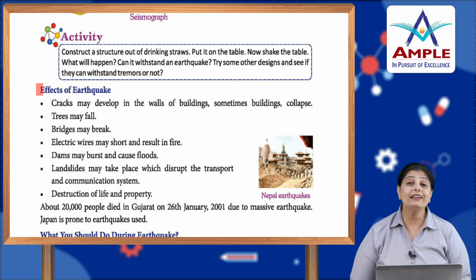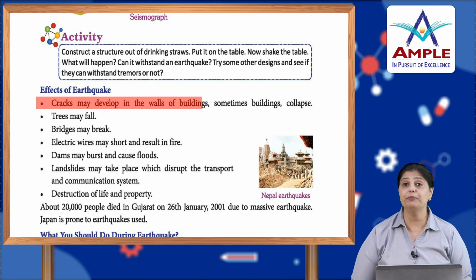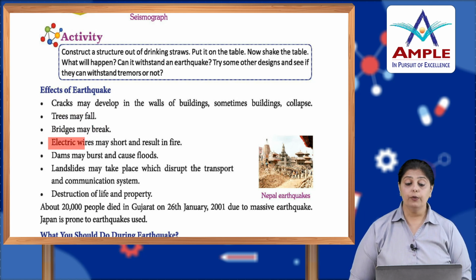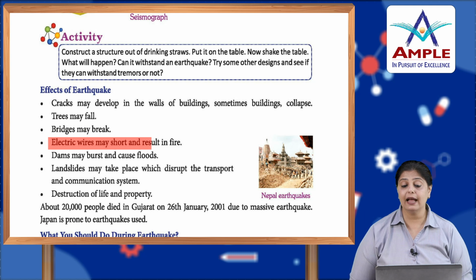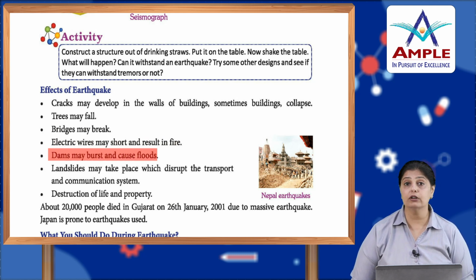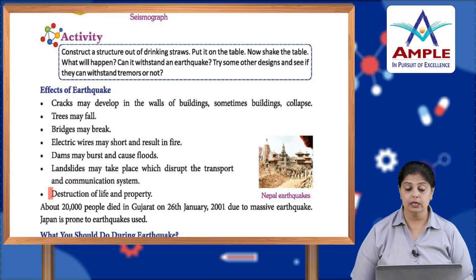All right. Now, what are the effects of an earthquake? What can happen when an earthquake happens? In case of an earthquake, cracks may develop in the walls of buildings. Sometimes buildings collapse, trees may fall, bridges may break, electric wires may short and result in fire. Dams may burst and cause floods. Landslides may take place which disrupt the transport and communication system. Destruction of life and property.